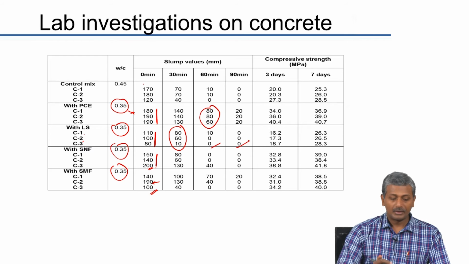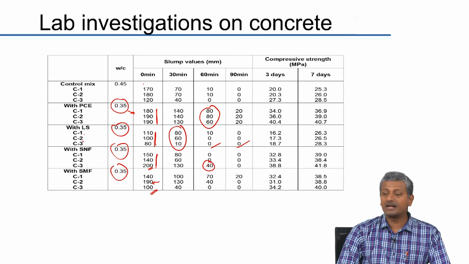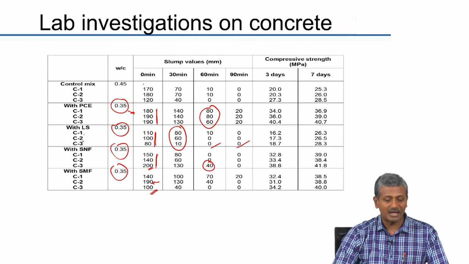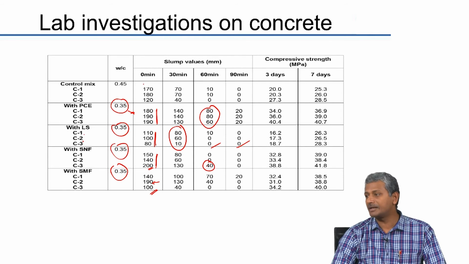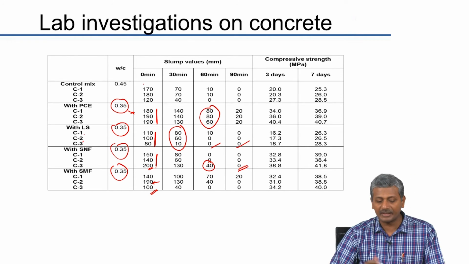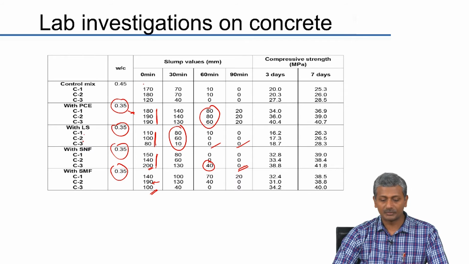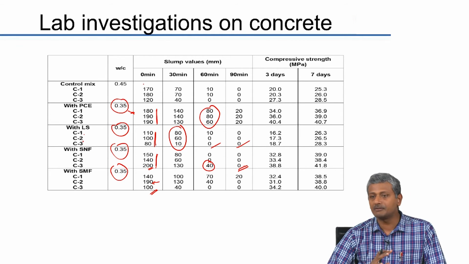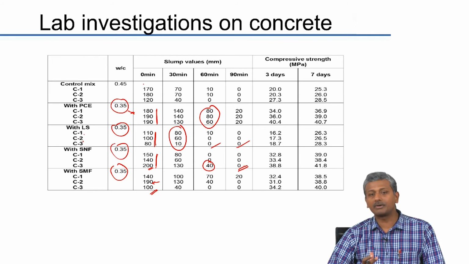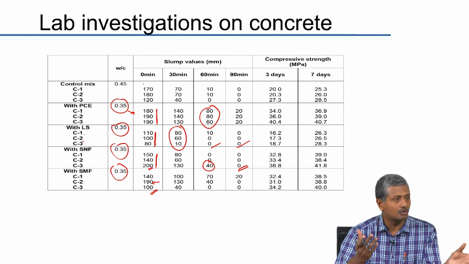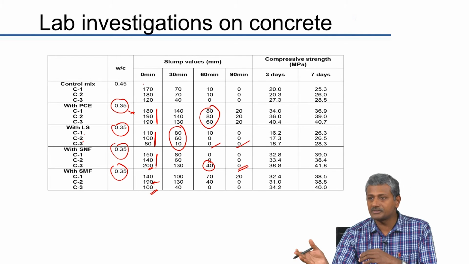With SNF, only with C3 where we had a very high dosage of admixture to begin with, that may have led to retardation. So, we have some significant slump at 60 minutes, but at 90 minutes that slump is down to 0. With SMF, again there is very limited slump retention. So, what this goes to show is, for the most part, compatibility is better with PCEs, and effectiveness in concrete in terms of providing a high slump at optimum dosage obtained from paste studies is also higher with PCE.